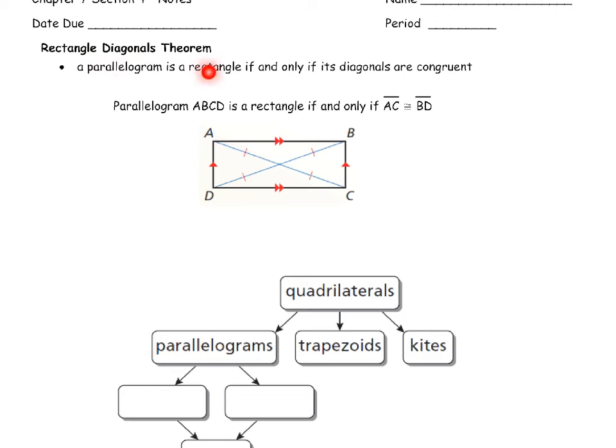Now, the rectangle also has a diagonals theorem, but it's different from a rhombus. A parallelogram is a rectangle if and only if its diagonals are congruent. So the diagonal from A to C is congruent to the diagonal from D to B. Okay, so that happens in a rectangle. Their diagonals are going to be congruent.